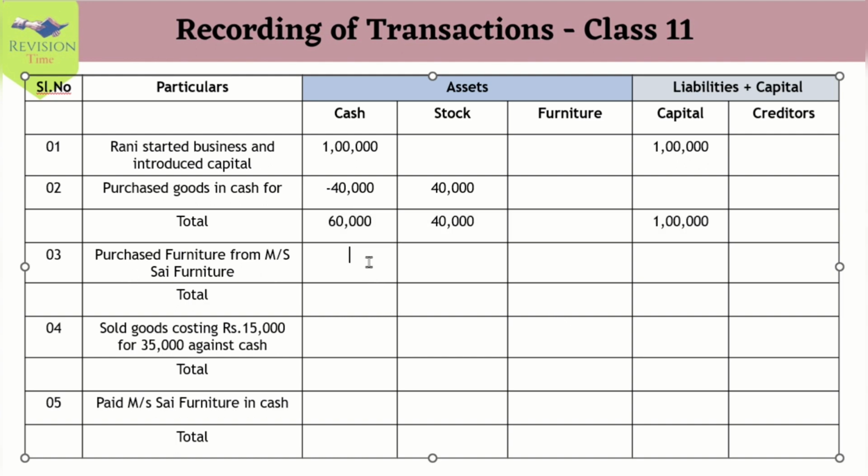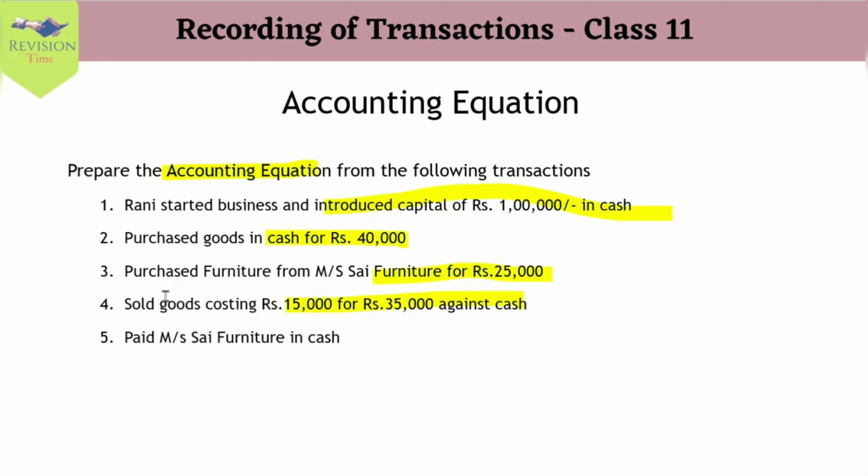Next, purchased furniture from Sai Furnitures for rupees 25,000. Here when we read out this transaction, we understand that it is not paid in cash. Here firm's name is mentioned, then it is assumed that it is purchased on credit. It is to be understood that this is purchased from creditors, and for creditors it is our liability. We have to pay them at a future date. We have to settle their account.